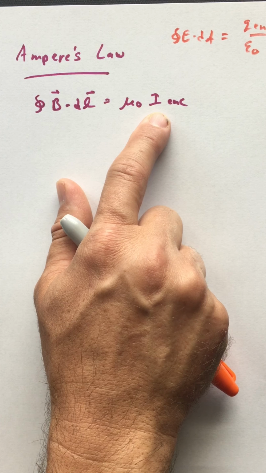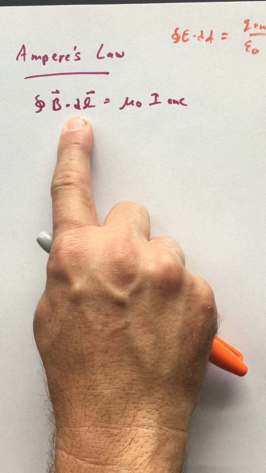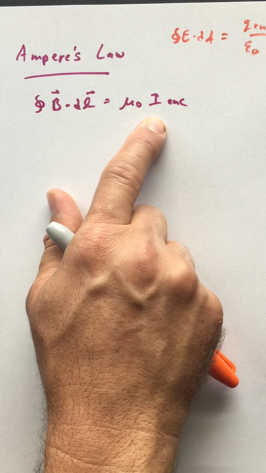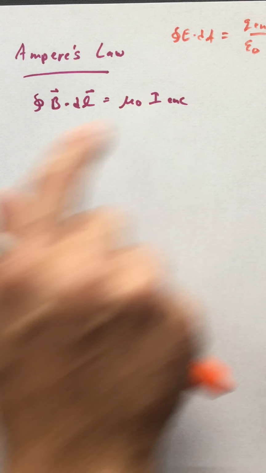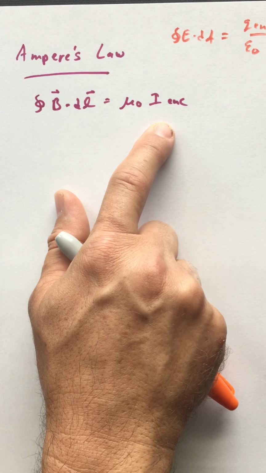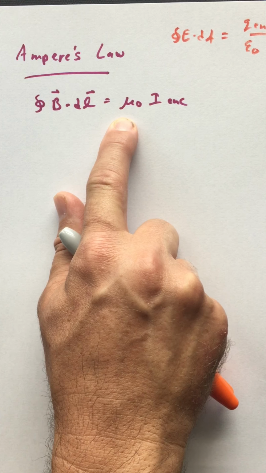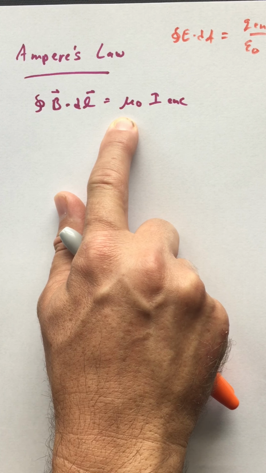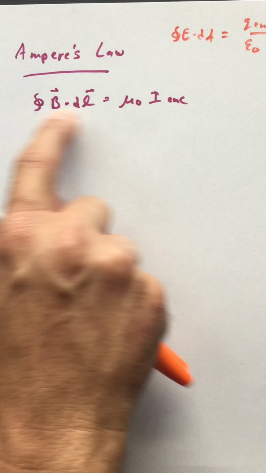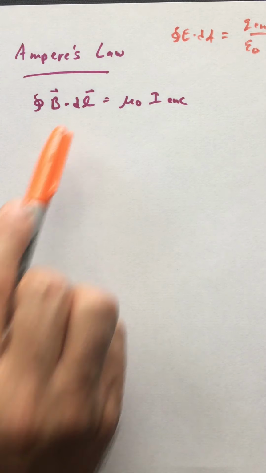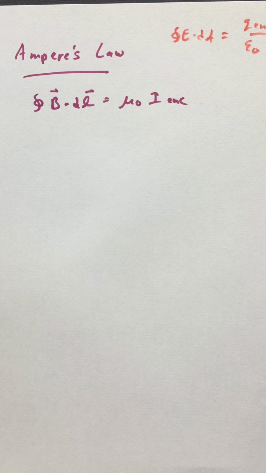What this says is that if that area bounded by this dl encloses some current, the magnetic field due to that current will be directly proportional to that current. The proportionality constant here is the magnetic permeability, mu naught. So I hope we see the similarities. If the symmetry allows it, this represents a much easier way to get the magnetic field of a current as opposed to the Biot-Savart law.